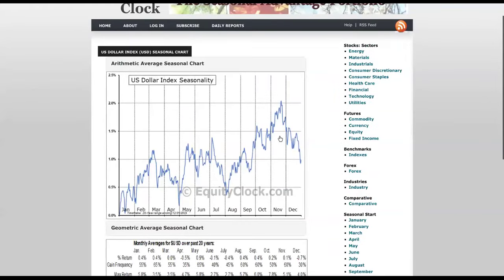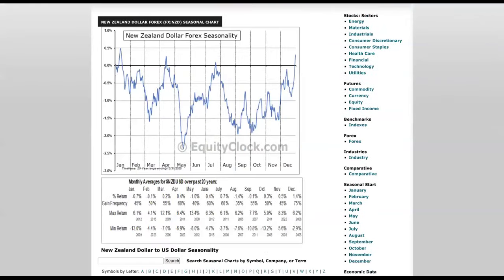See, October is moving sideways. The New Zealand dollar is moving up for the month of October. You guys saw that. Share this tab. It's going up. Let's take a look now at the Japanese yen.